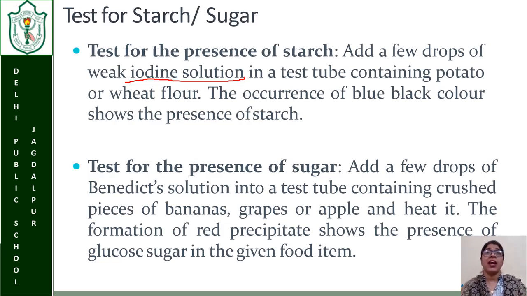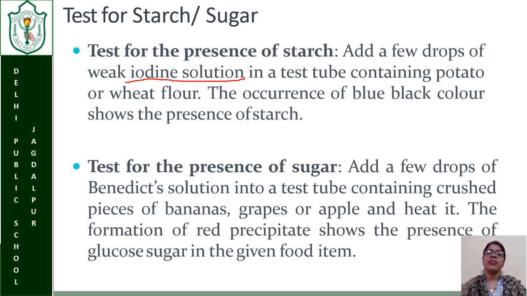Suppose we have taken any solution where there is no starch, suppose we take oil or milk in the test tube and we add iodine. Will it give blue black color? No, because milk is not a source of carbohydrate. So what is the test of the starch? We add iodine solution or iodine drops on the food item. If the color changes to blue black, then we say that starch is present.